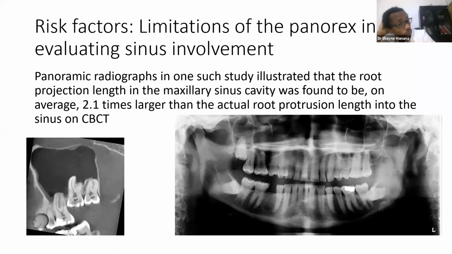When you evaluate the risk, the better option is to use a CBCT, because the panorex exaggerates the picture by close to 2.1 times compared to a CBCT. If you look at these roots, you would think they are in the sinus, but remember, the Schneiderian membrane, or the membrane of the maxillary sinus, is sometimes scalloping around the roots. So it might create an illusion of the roots being in the sinus, and the sinus is a three-dimensional image.